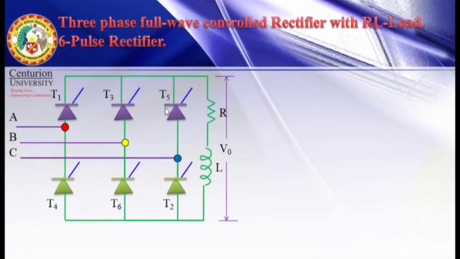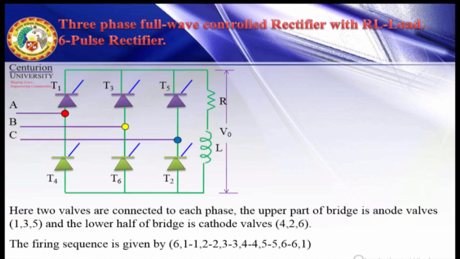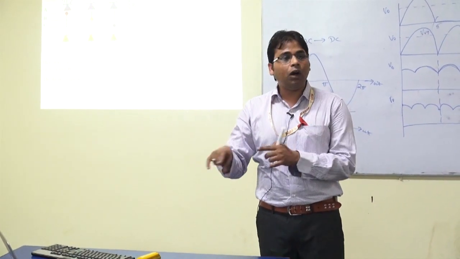The upper one is T1, T3 and T5. The lower bridge is T4, T6 and T2. So here 2 valves are connected to each phase. The upper bridge, T1, T3, T5, are known as anode valves, and T4, T6, T2 are known as cathode valves. Now the firing sequence is given by 6, 1, 1, 2, 2, 3. To understand this point, let us draw the 3-phase waveform. Then only we can understand how the firing sequence came.